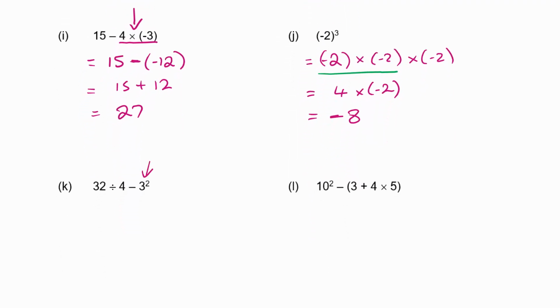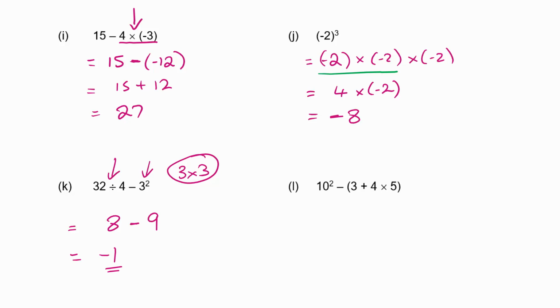Here we've got some indices, so we should do that first. And remember that 3 squared means 3 times 3. It doesn't mean 3 times 2. So that is 9. And we can do the division at the same time here. So 32 divided by 4 is 8. Then we do the subtraction. And 8 take away 9 is -1.